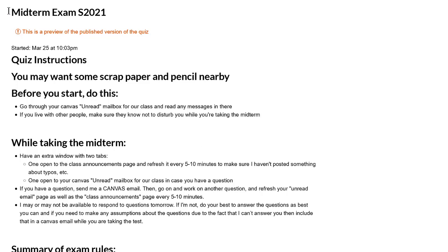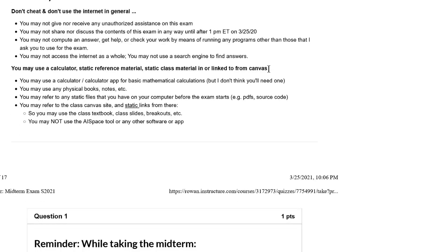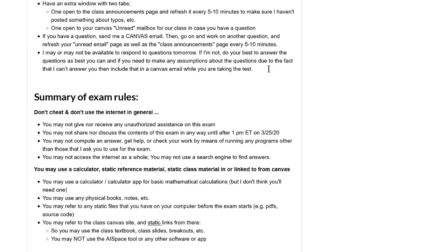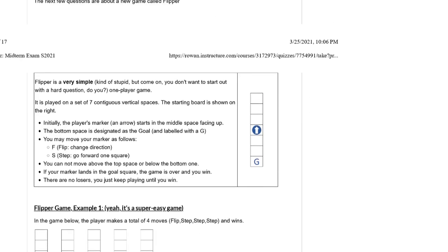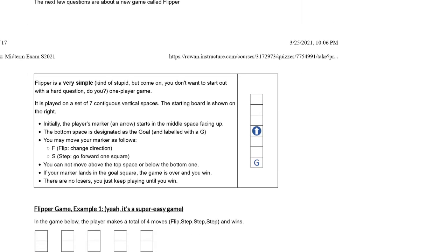Okay, so this is an overview of the spring 2021 midterm solution. I'm going to skip all of the exam rules, etc. I'm also going to assume that you have a copy of the midterm in front of you. I'll make a PDF also that you can look at.